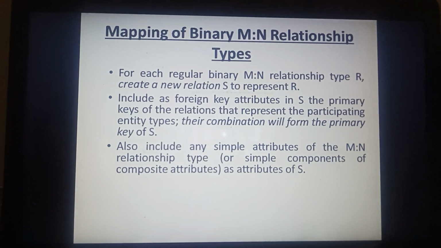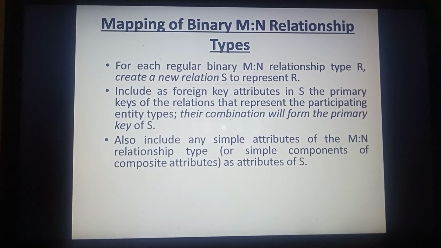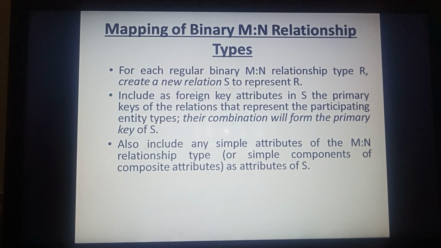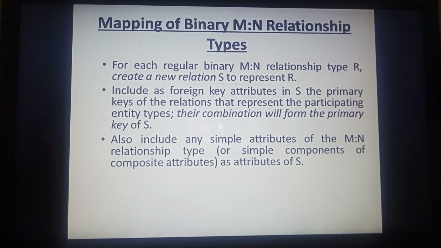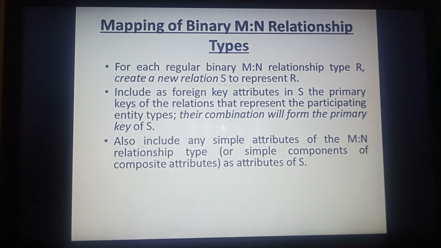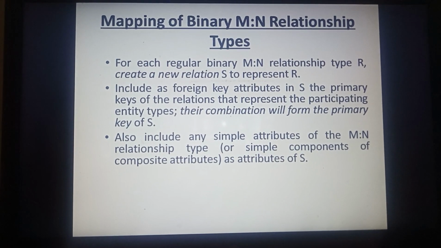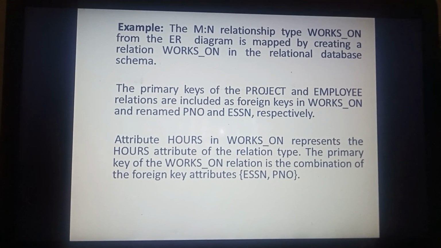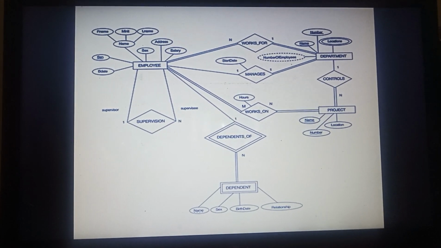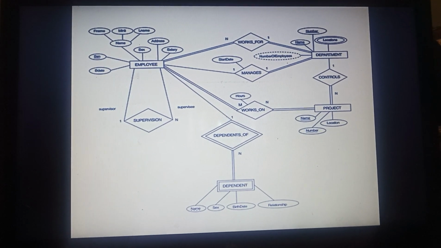So the next step is mapping of binary many-to-many relationship types. Now for each regular binary many-to-many relationship type R, create a new relation S to represent R. Include as foreign key attributes in S the primary keys of the relations that represent the participating entity types. Their combination will form the primary key of S. What we have done in this step is, as you can see in the diagram, you have only one many-to-many relationship, and that is works on.